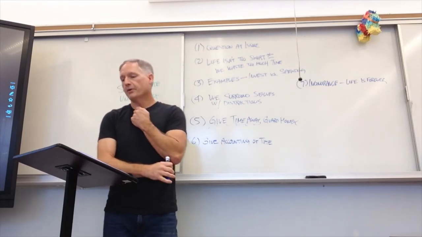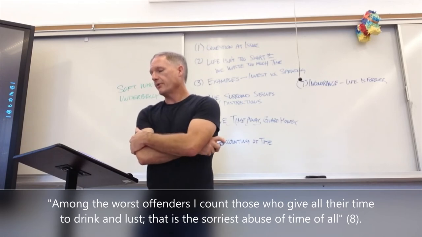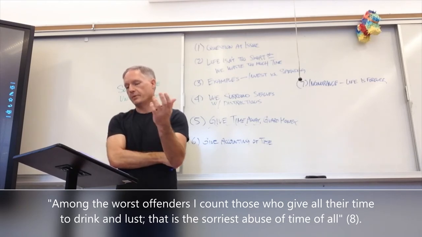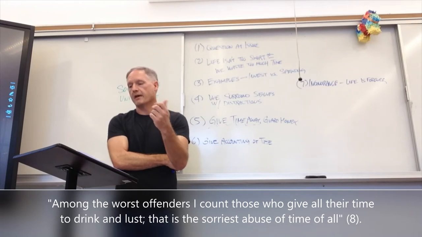Paragraph 8: among the worst offenders, I count those who give all their time to drink and lust. So of the worst offenders, he says, I count those who... I'll be delicate. Those who are constantly drinking and having sex.